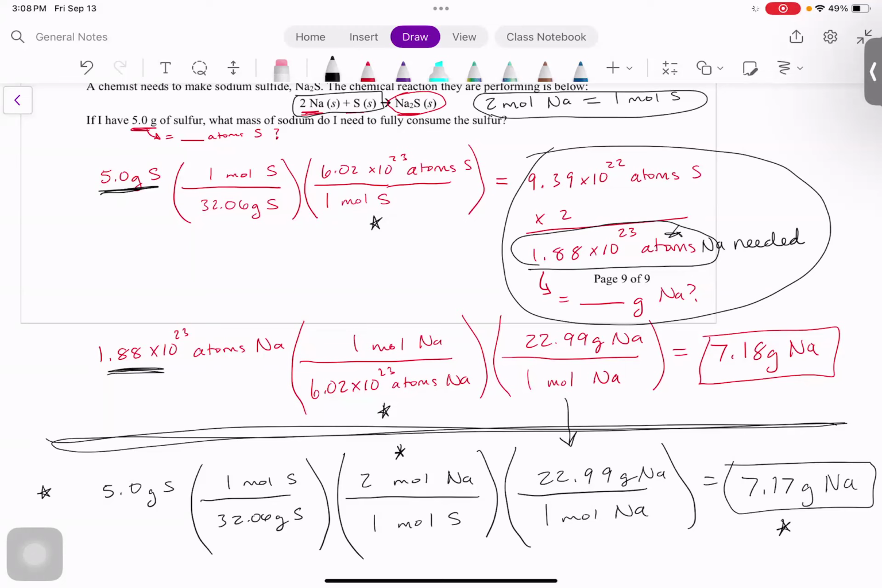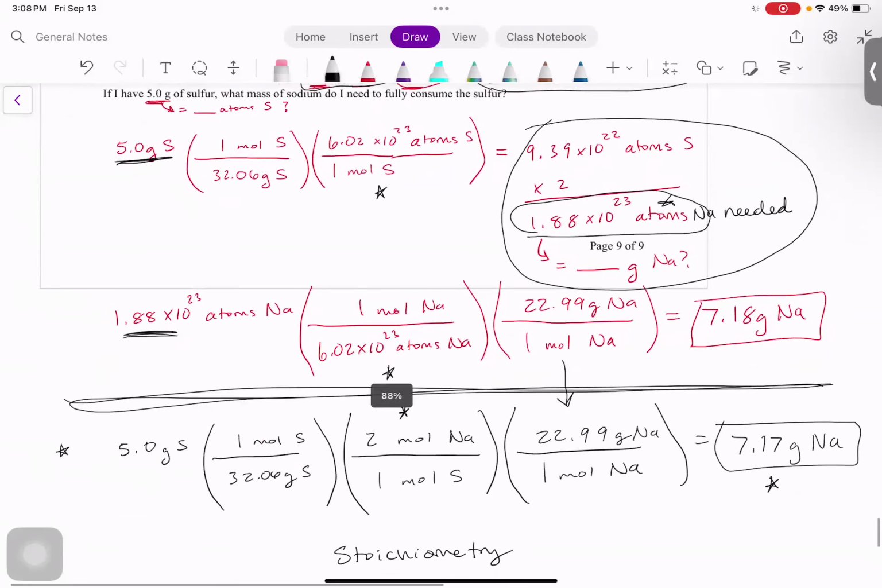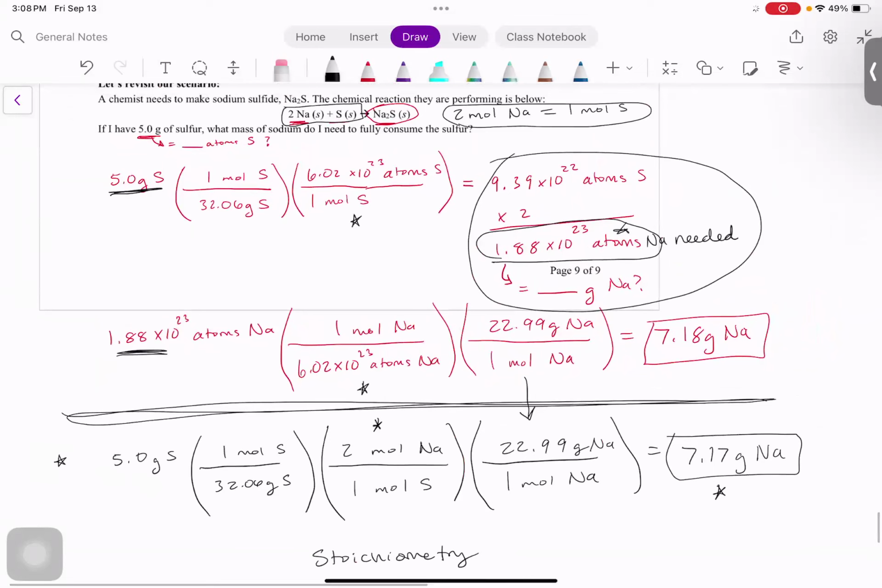So this math here is called stoichiometry. We are going to use these relationships a little bit later on, but it's dealing with chemical equations and reading chemical equations as mole ratios, as equivalent relationships telling you the number of moles of one element or compound that you need to react with some amount of another compound. So 5 grams of sulfur will react with 7.17 grams of sodium. And that's where all of these relationships are headed. That's what we're going to be doing with these later.